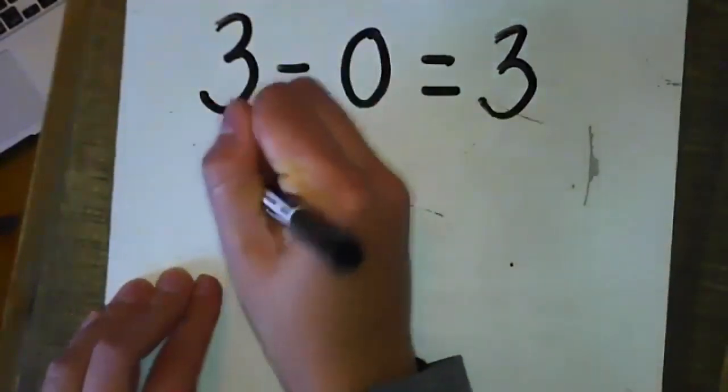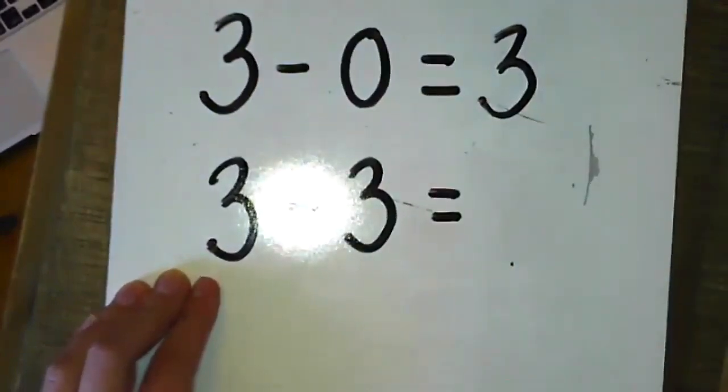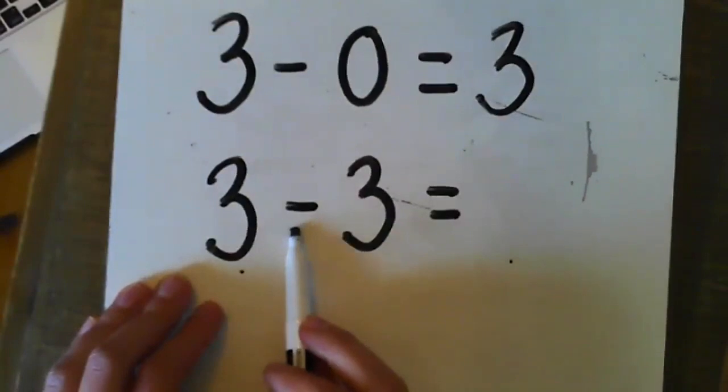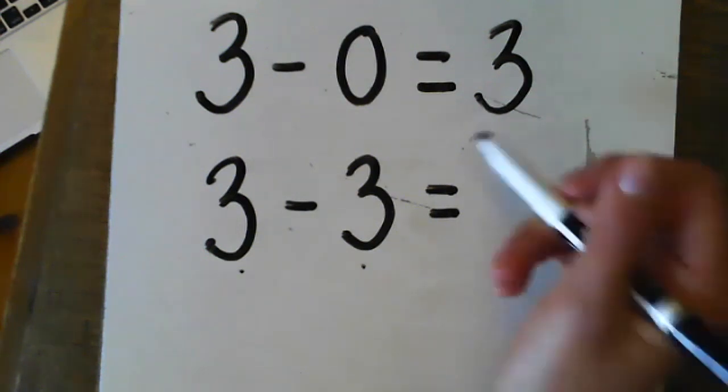Now look at this one. Three take away 3 is what? Now, do we need to solve it? Do we need to draw a picture and cross it out or use our fingers to figure out the answer? Did I hear you say no? Why not? That's right, the numbers are switching places.